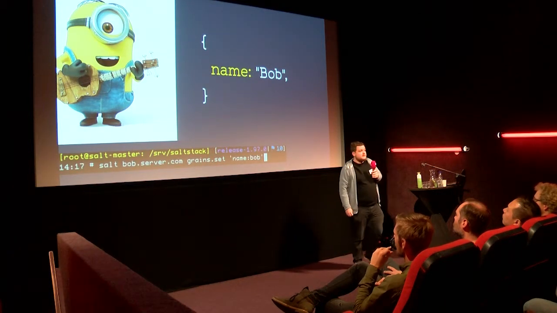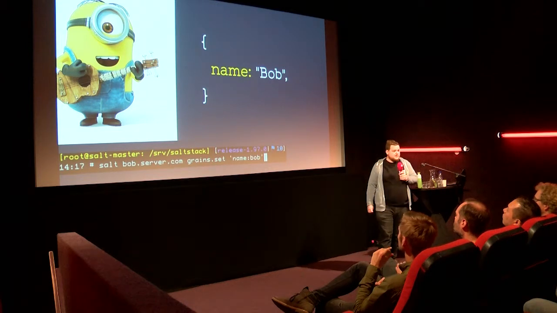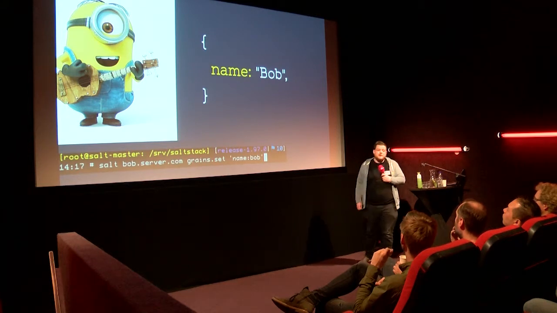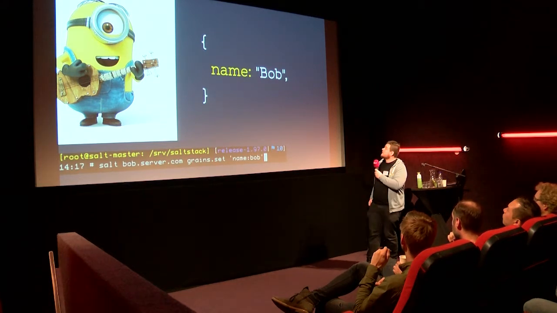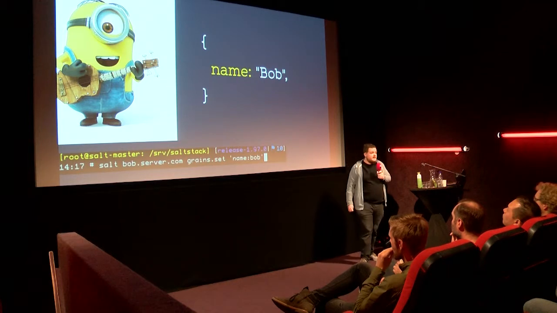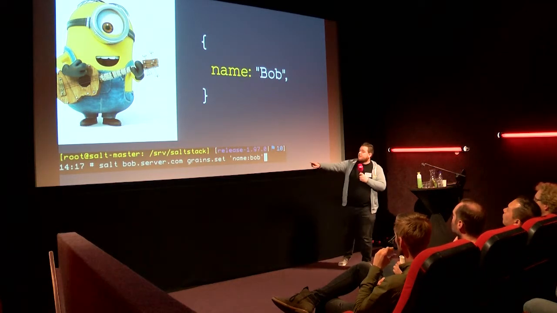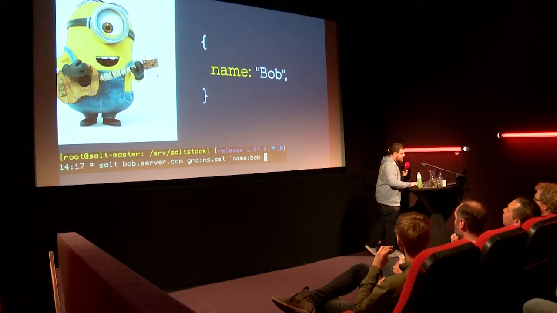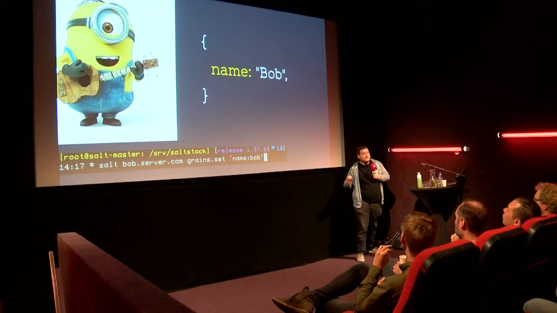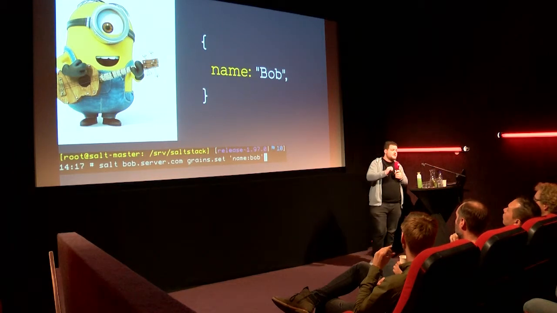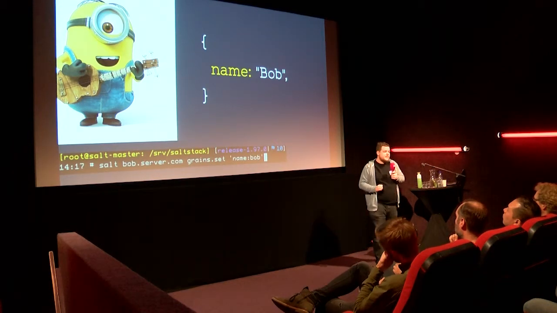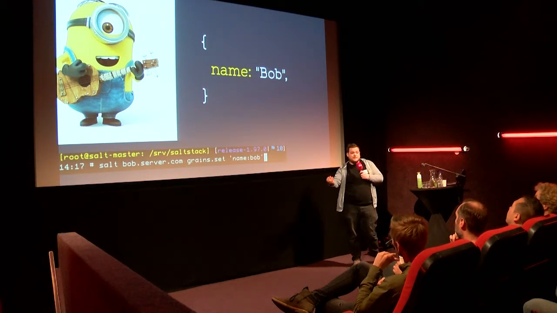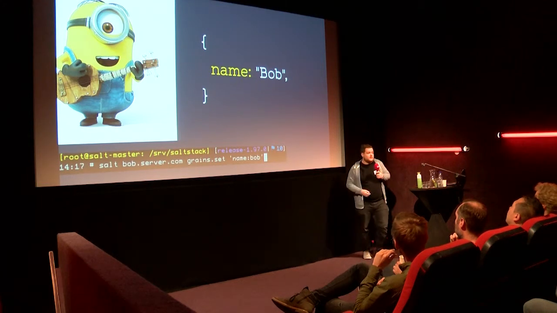Salt has something called grains, and grains are nothing more than labels that are applied to minions. So for example, we have Bob, and Bob has a label name, which is Bob. And we can very easily, on our command line, on our salt master, say that we want to set the grain name Bob. Very simple. But it's also very powerful, because then, in your salt stack code, you can make decisions based on these labels. So if you have a set of servers that do web server things or do database things, you can then distinguish those in the code that you're writing for it.